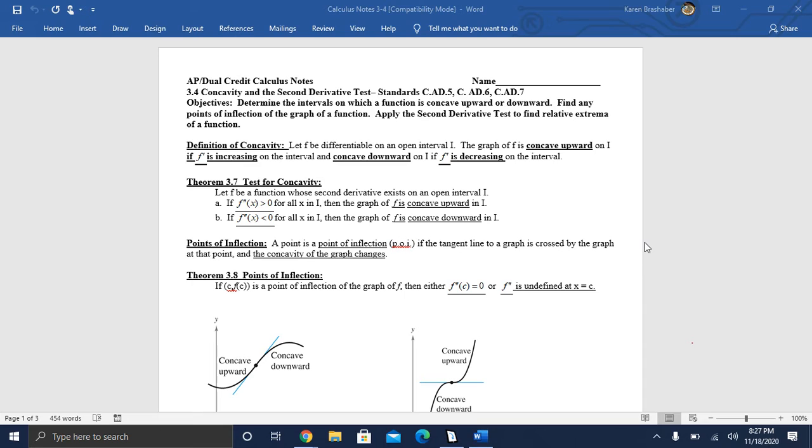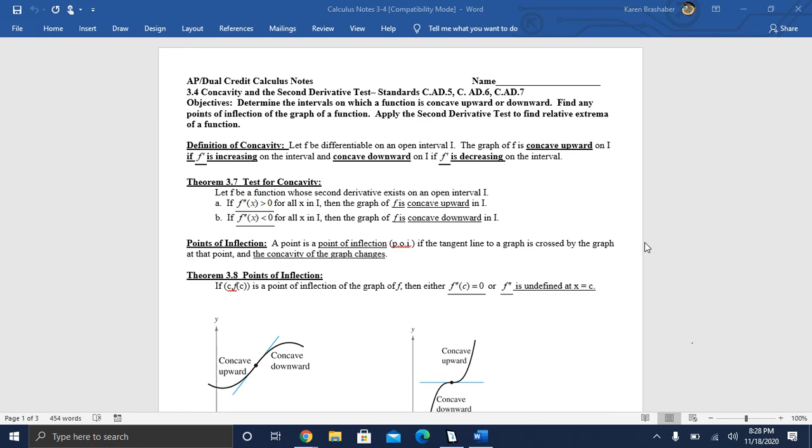So we're going to continue on with this unit of curve sketching and look at the next piece, which will be something called concavity. So basically, concavity is where the graph changes from where it's curving up to curving down. And the place where we have a change in concavity is called a point of inflection.